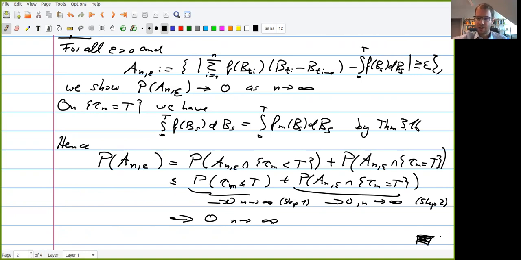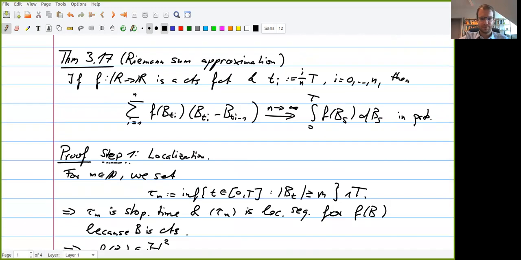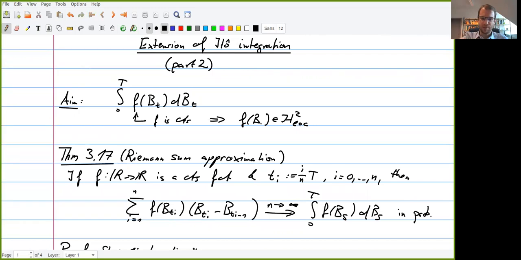So we have shown now that the Riemann sum approximation of a continuous function applied to the Brownian motion converges in probability to the Ito integral.